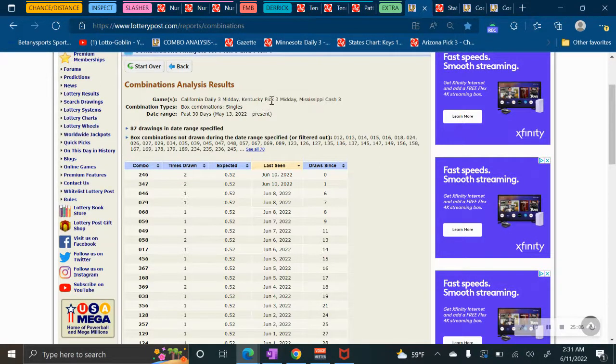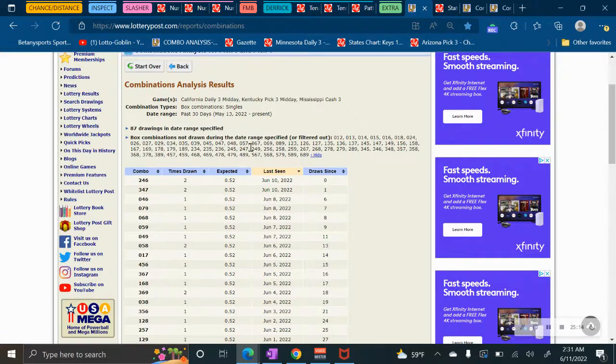California midday, Kentucky midday, Mississippi cash, box singles. 30 days, you got 70 box numbers. Now, I am not saying play all 70 numbers, okay? But I am saying if you want to, because you might think, well, I'm going to lose. I would have lost because the double happened in California and then Kentucky wasn't in there and neither was Mississippi. I think this was Kentucky and then this was Mississippi, and California was a double, so that just left this stagnant. But look what happened.